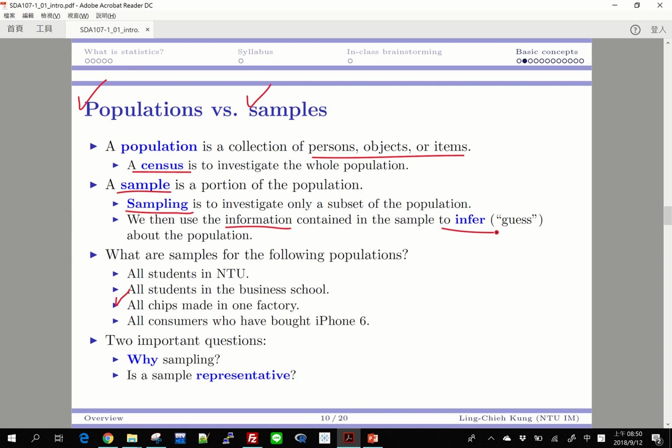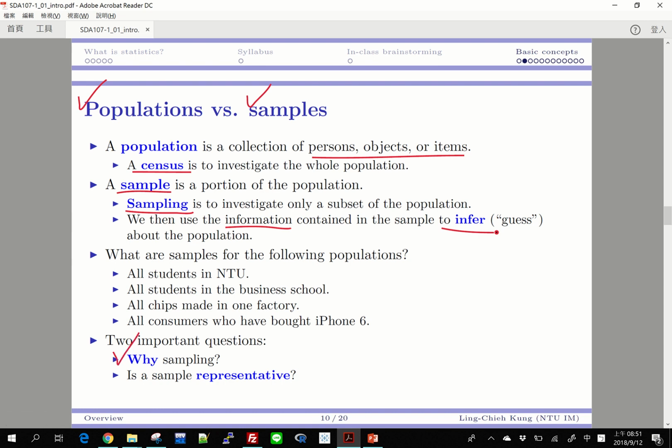Okay? And if we are talking about all the consumers who have purchased some kind of products, we want to understand how they like our products or dislike our products, then again, we can do some survey, and according to whoever responds to your surveys, that's a sample. So if we have populations as our target and the samples as the persons or as the items that we may get access to, there can be two important questions.